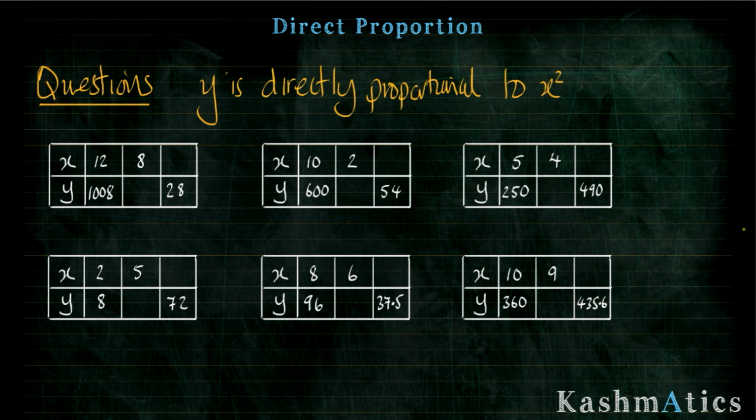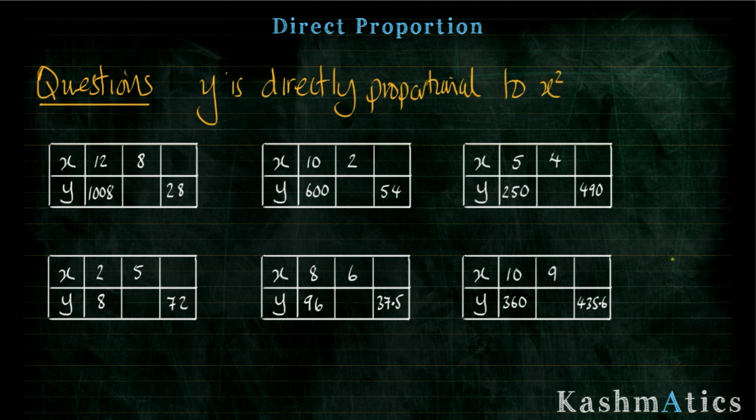So here's 6 questions for you to try. Remember, in these ones, y is directly proportional to x squared. All right, so take your time, show all your working, make sure you've got that relationship written down, and think about how you're going to work out what x is once you know what y is. All right, so yeah, pause the video and give it a go.